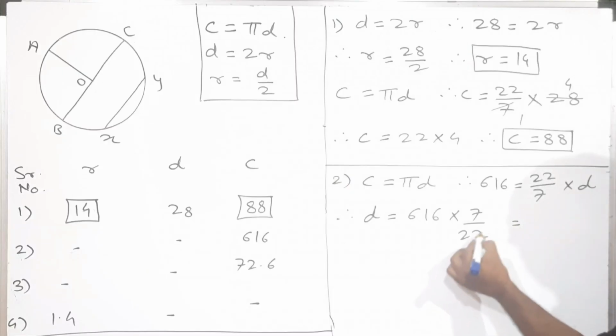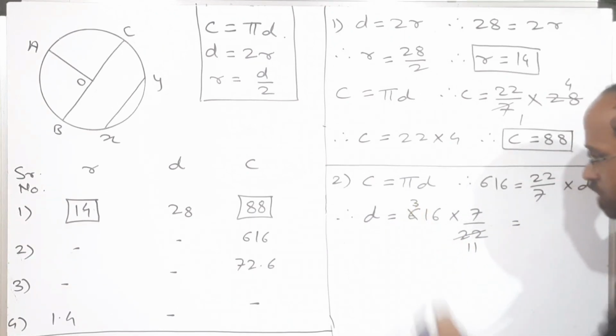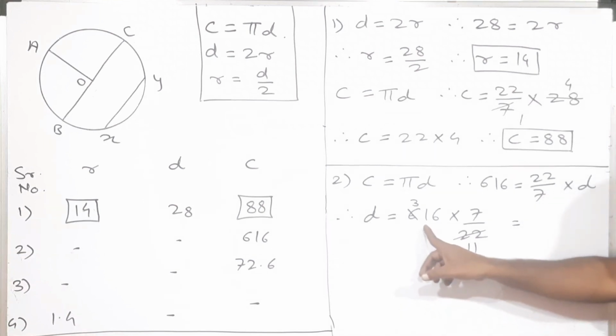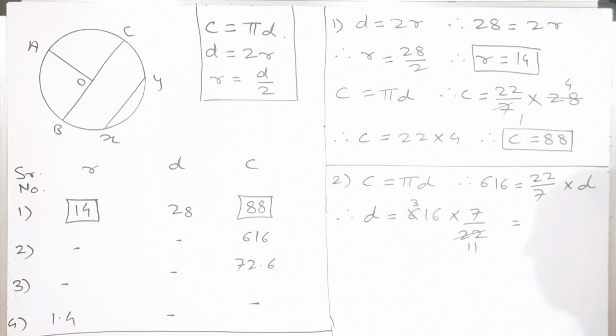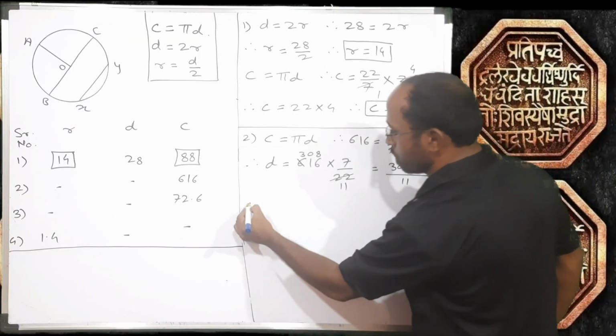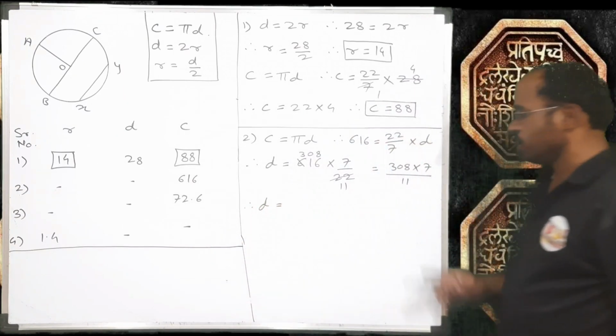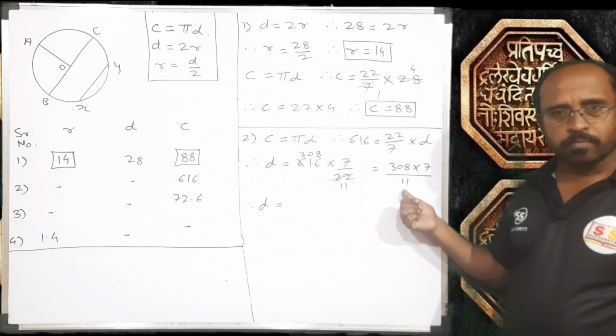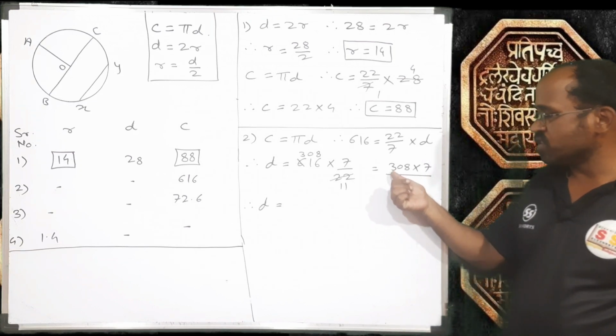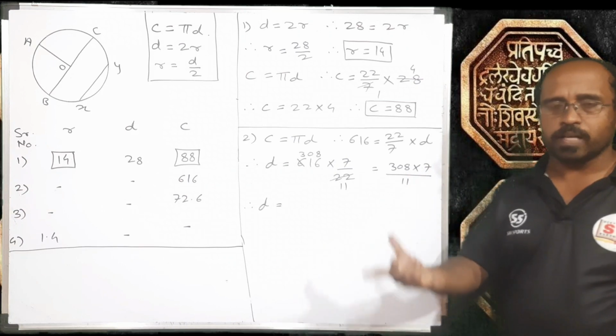So that is equal to 11 2s are 22, 2 3s are 6. Clear? 1 is smaller than 2, so here will be 0. So the next number is 16, 2 8s are 16. So the new equation is d is equal to 308 multiplied by 7 upon 11. Therefore d is equal to, now students, 11 is a prime number, so we have to check whether this 308 is divisible by 11 or not.